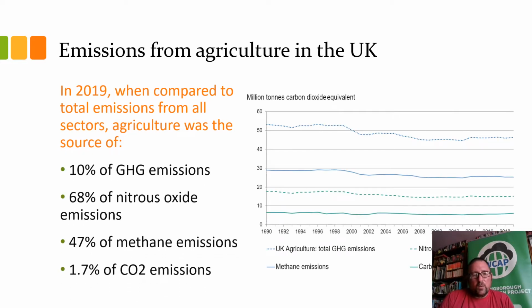In 2019, when compared to total emissions from all sectors, agriculture was the source of 10% of greenhouse gas emissions. But that's only half the story. If you compare the carbon dioxide emissions with all of the other sectors, it's only responsible for 1.7%. Where it does fall down is it produces 68% of nitrous oxide emissions and 47% of methane emissions, both of which are much more potent greenhouse gas emissions.